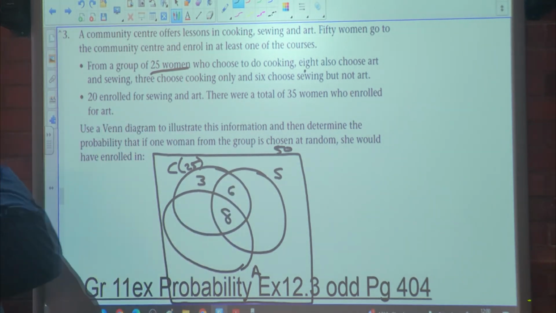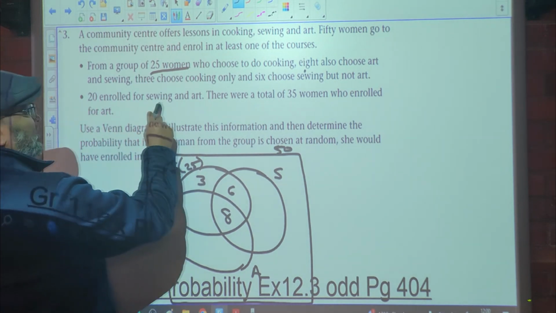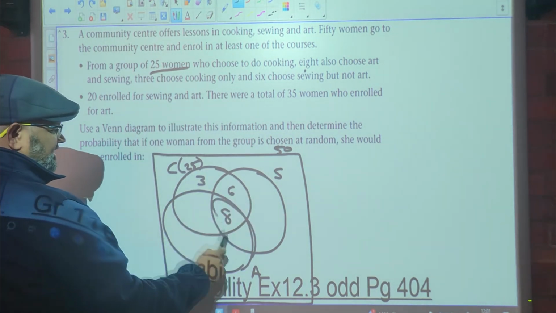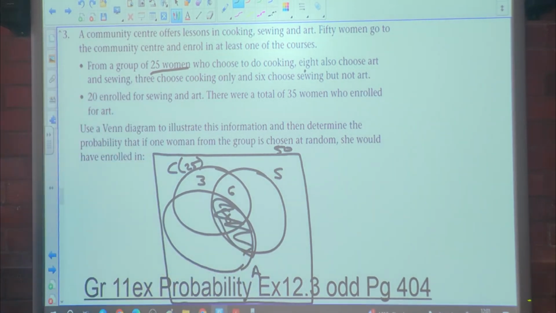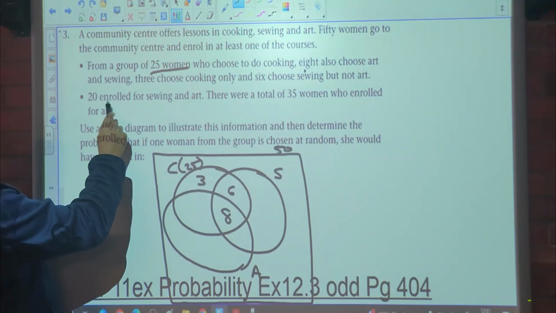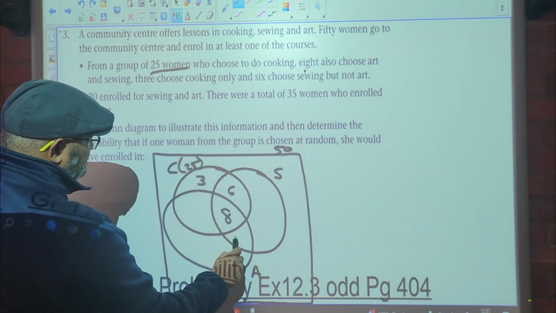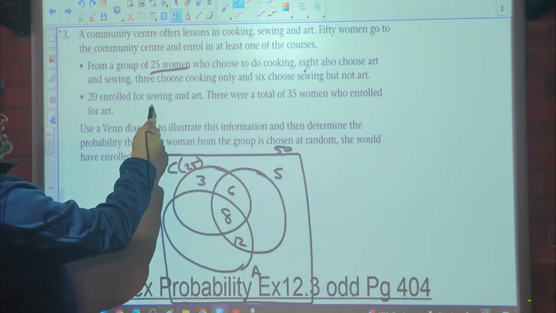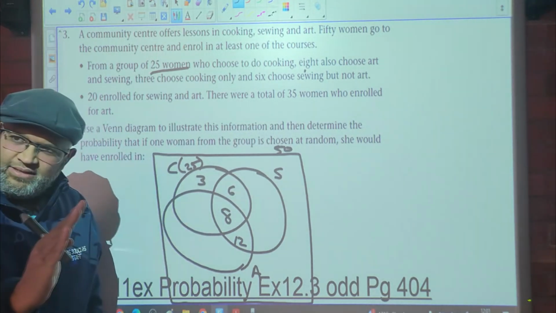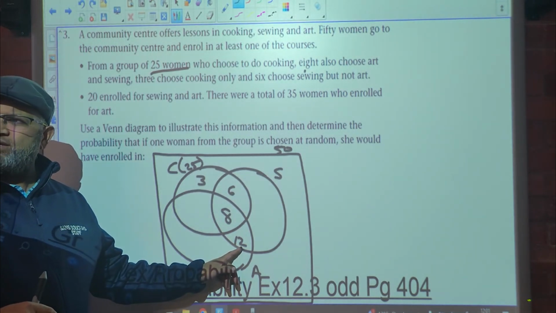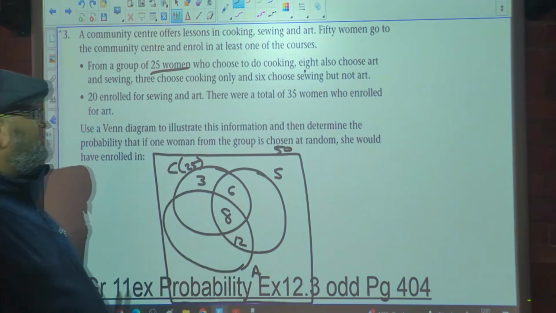Let's look at the next information bullet. 20 enrolled for sewing and art. So sewing and art. So this here is 20. How much is accounted for of this 20? 20 enrolled for sewing and art. So 12. If it had said 20 enrolled for sewing and art only, then I would put 20 in. You see the difference? Okay? If it had said sewing and art only, 20 would have gone in.